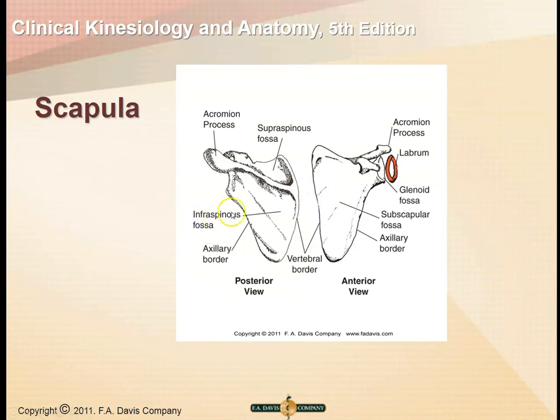On the posterior side of the scapula, we have the supraspinous fossa and the infraspinous fossa. We have the spine of the scapula, which terminates with our acromion process.